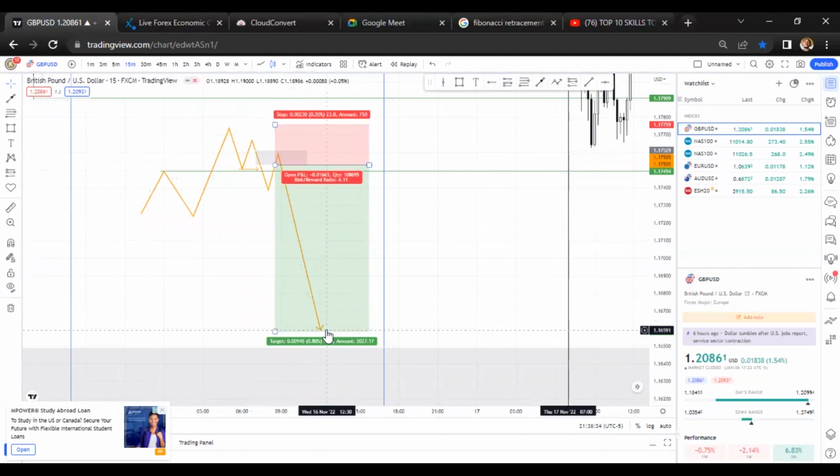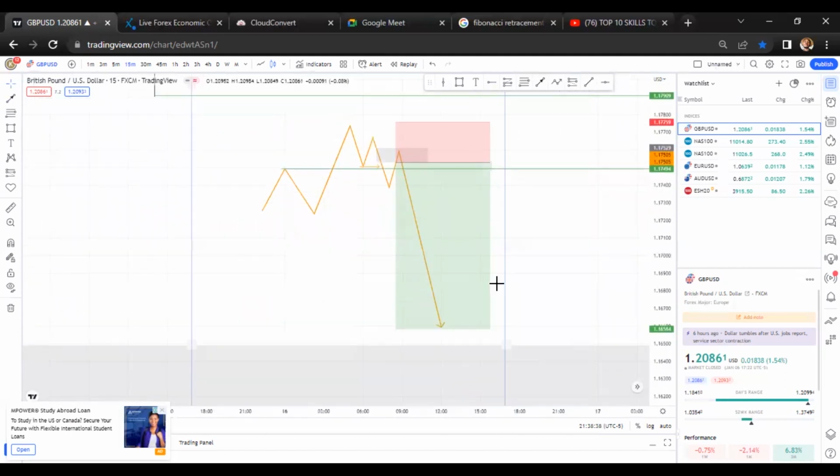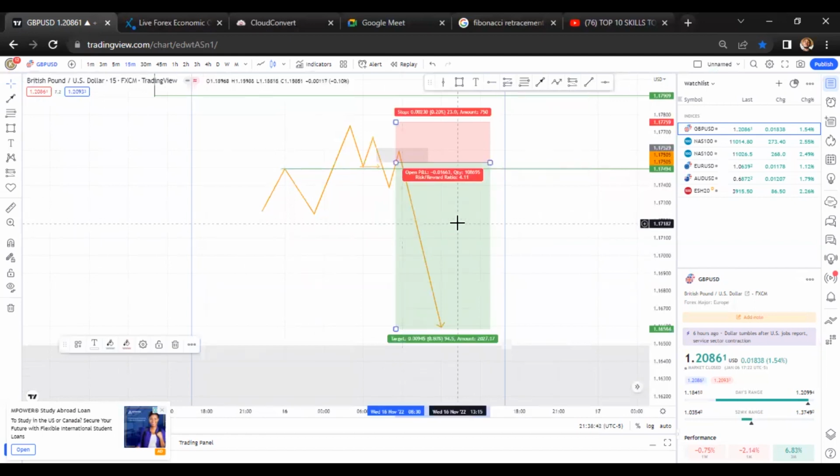All right. So that's exactly what I'm trying to say. In case you might forget this, just take a screenshot. This is how I enter my trades.